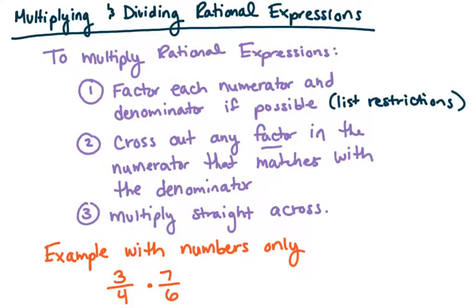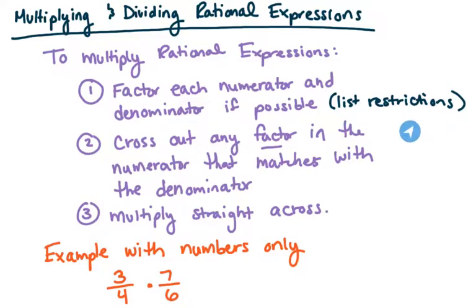Okay, so today we're going to look at multiplying and dividing rational expressions. Hopefully if you're having trouble, this video will help you. To multiply rational expressions, what we're going to do is factor each numerator and denominator if possible. Not everything can be factored, but if we can factor it, we're going to.